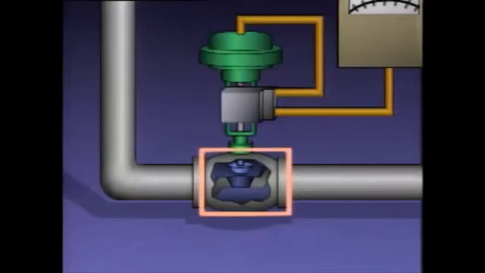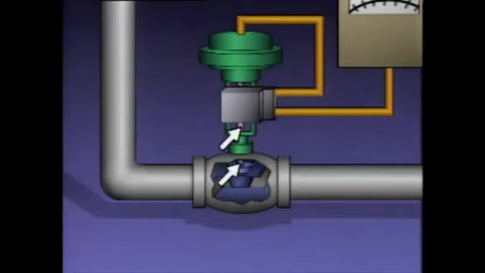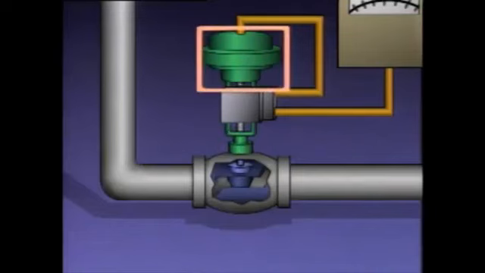This is a typical control valve. The valve body contains the disc and the seat. The valve stem is attached to the disc so that the disc can be moved up and down to open and close the valve. The upper end of the valve stem is connected to an actuator. The actuator provides the power to move the valve stem in response to signals from the controller.